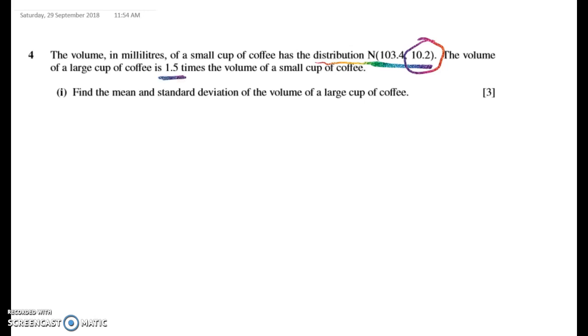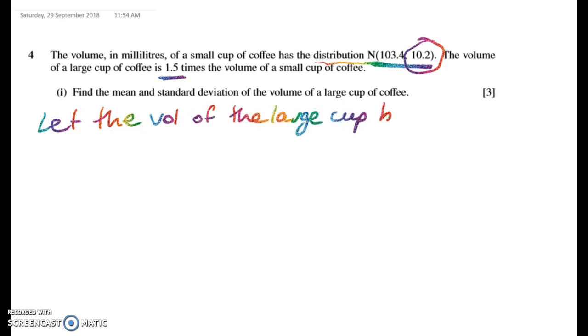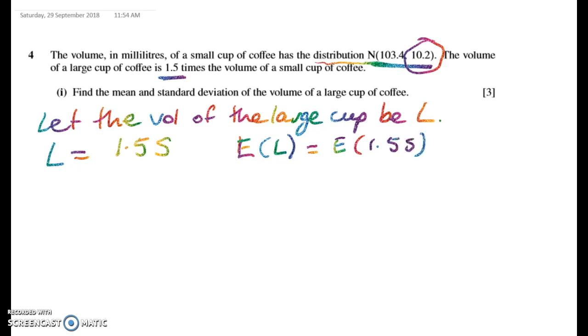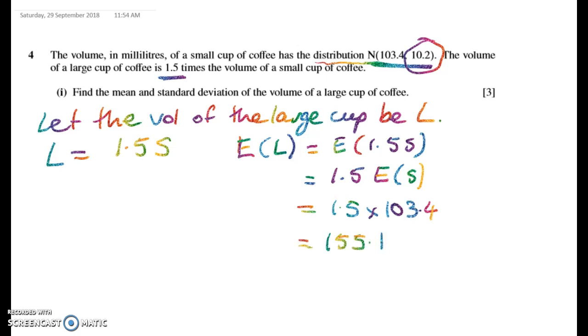So we're going to start off by just defining a few things. Let the volume of the large cup be L. L is equal to 1.5 S. Using our rules about linear combinations of normal random variables, we've got the following properties. The expected value of L is equal to 1.5 times E of S. So 1.5 times 103.4 equals 155.1, and that unit is in millilitres. Okay, so that's the first part done.